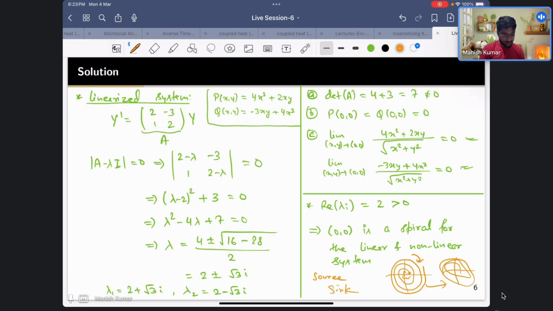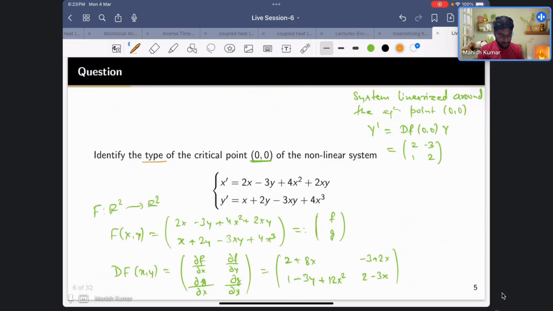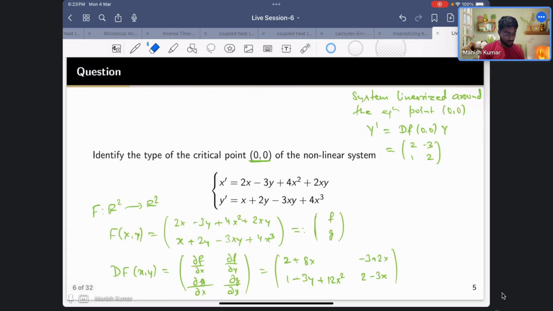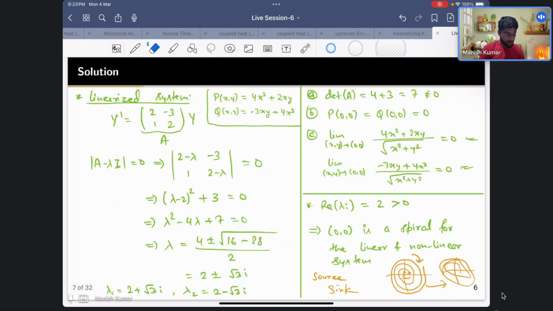As of now, the question was to identify the type. By the type I mean whether the equilibrium point is a node, spiral, center, or saddle point. But if you want to go for the study of stability, since the real part is positive, you know that it is unstable. So overall you can say that.